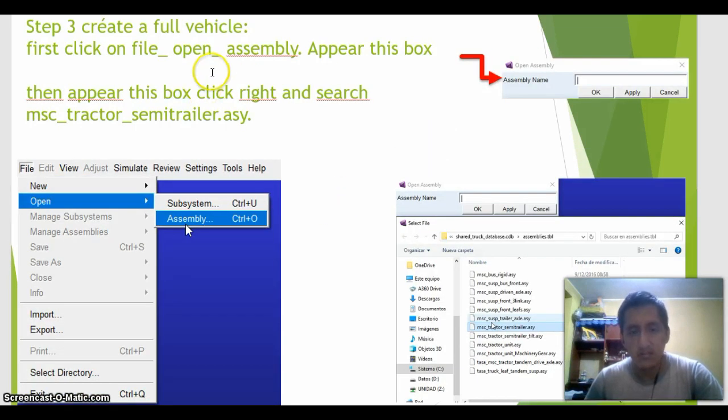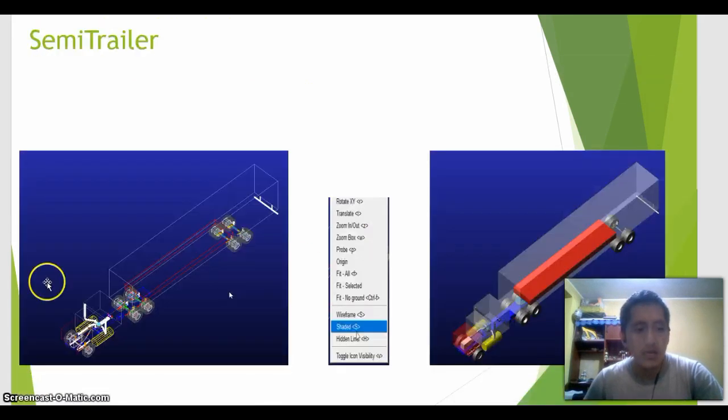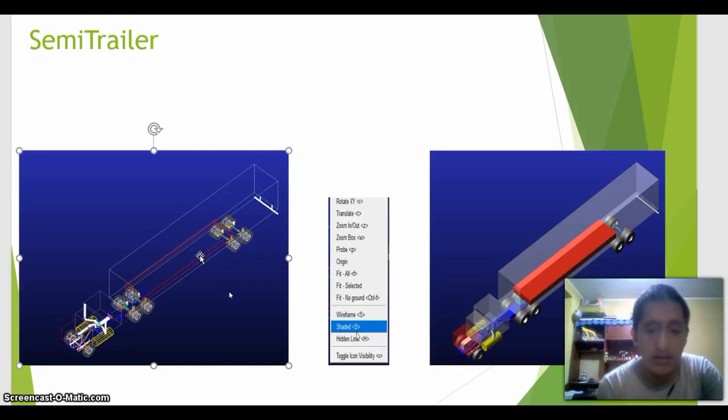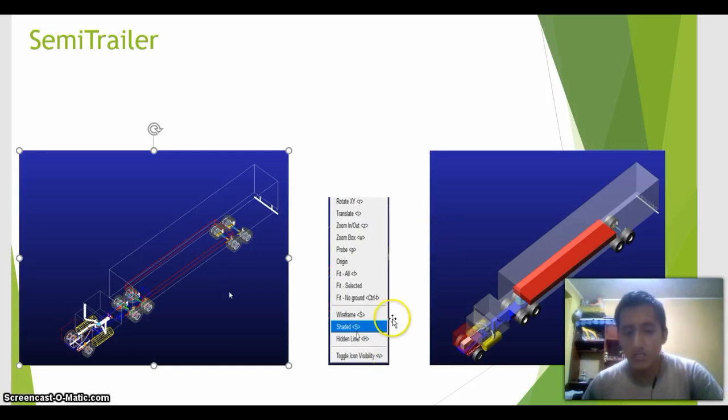After that, to create a full vehicle, click on File, open the assembly. After that the next box appears. In the text box, I click on the right and search for the MCSE tractor semi-trailer .asy and OK. And finally the semi-trailer disappears. Click right and select the option shaded, and next the semi-trailer appears.